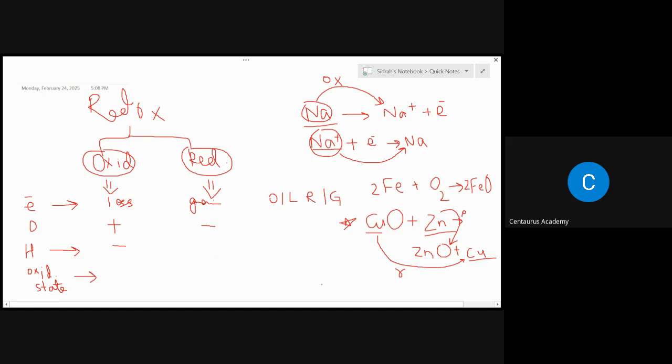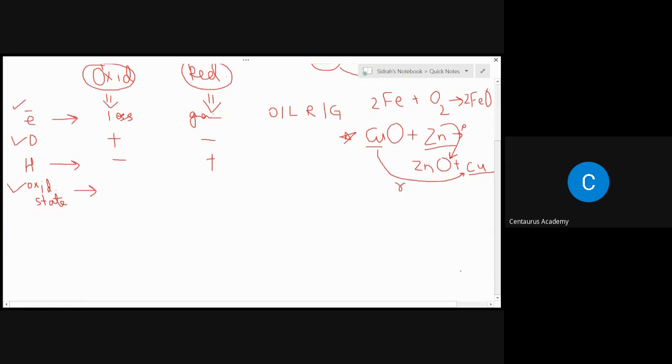Oxidation state. This is very important because usually when you are asked to describe or explain your reasoning, they ask you in terms of electrons, in terms of oxygen, or in terms of oxidation states. In terms of oxidation states, the oxidation number is going to increase in oxidation, and the oxidation number decreases in reduction reactions.